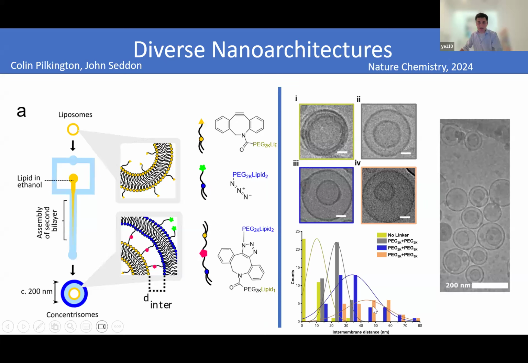The cool thing is, there's a distribution. So here we're measuring the intermembrane distance. Now, the cool thing is, by playing around with these PEG spacers, you can start to play around with the intermembrane space. And this is what it looks like here. So without any click lipids, you get a bit of a mess. Many membranes assembling one on top of one another. But as soon as you put in these click lipids, you start to get these double membrane structures, and you can control the intermembrane space from low to medium to high, shown in this distribution here, simply by playing around with the PEG distance.